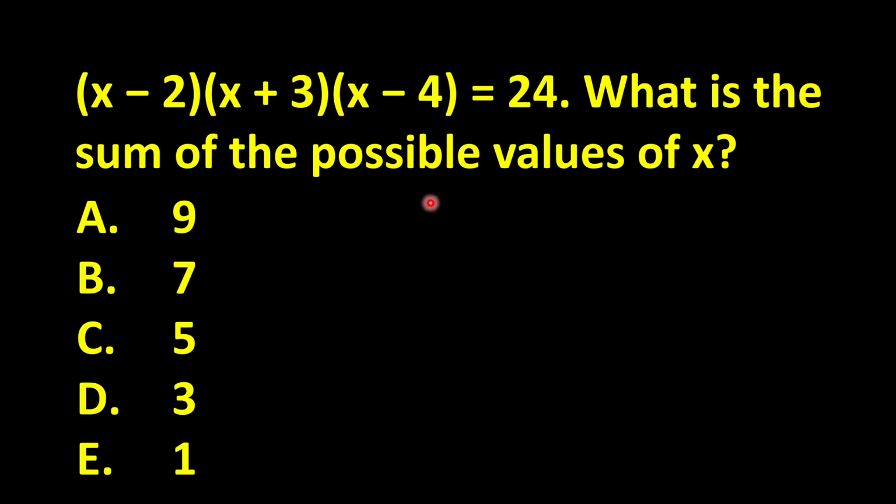First of all we will find out the values of x and then we will add them, and then we will try to pick the right option out of these five options. Option A is 9, B is 7, C is 5, D is 3 and E is 1. So let's solve this equation first.